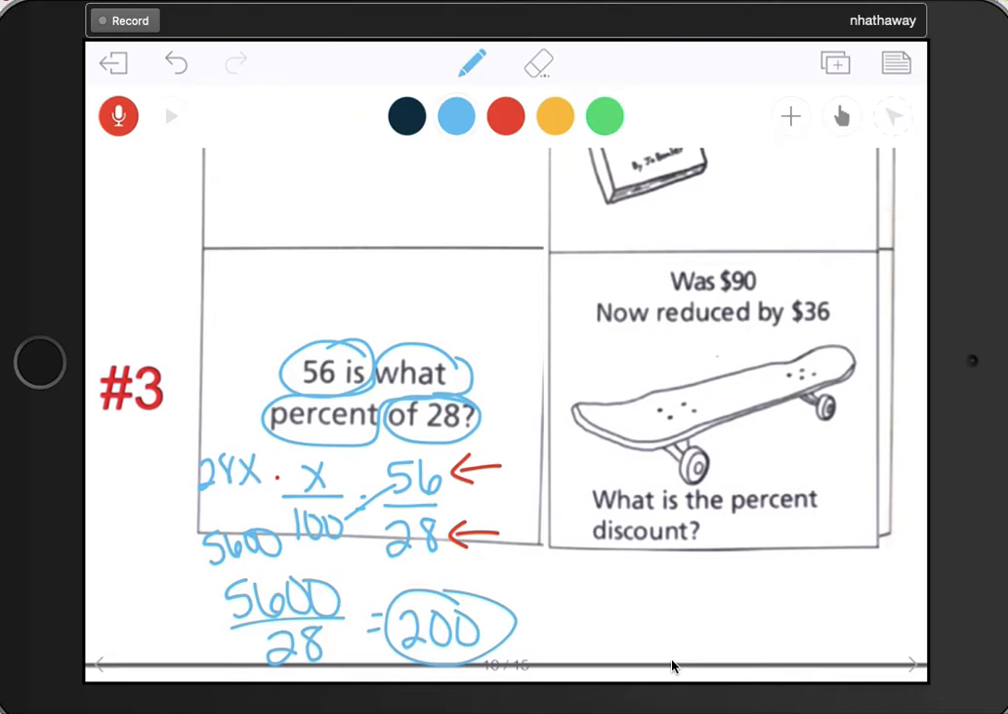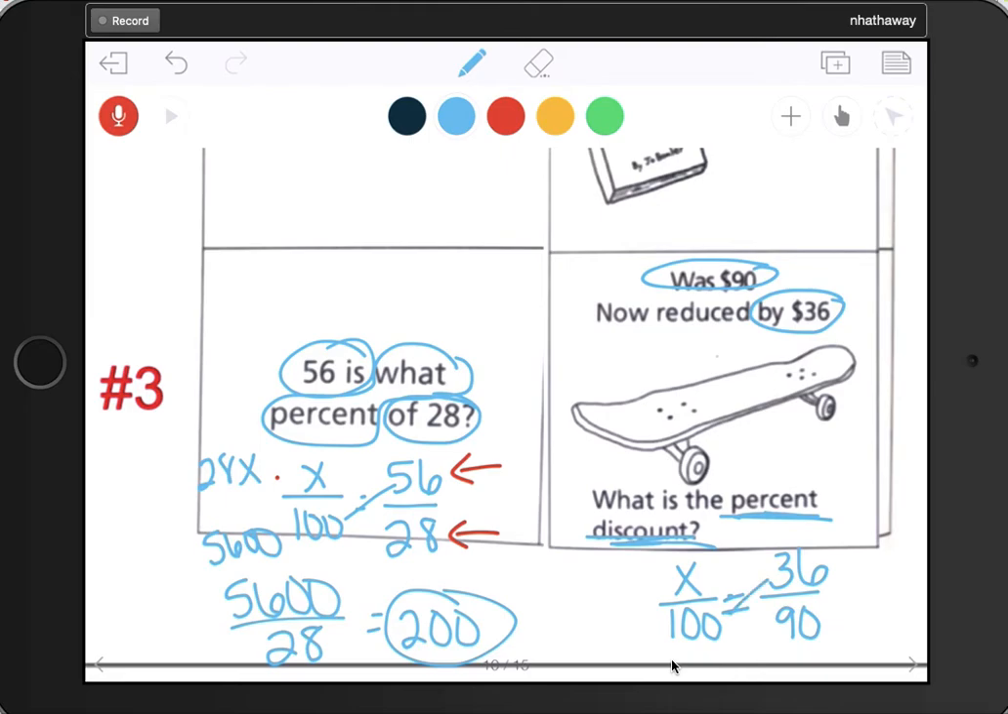And let's look at another one. We have a skateboard. It was $90 and it reduced by $36. And we want the percent discount. So we do not know our percent, so that would be x over 100. Now we have to decide: $90, is that the original price or is that the new price? Was 90 means it is the original price. And remember, new over original. Original is always our denominator. So it reduced by $36. Well, that's our discount. So that's our percent discount we're looking for, and this is the dollar amount in a discount.